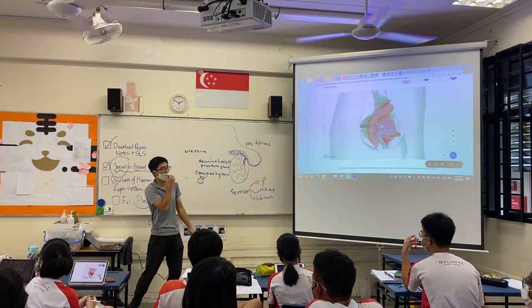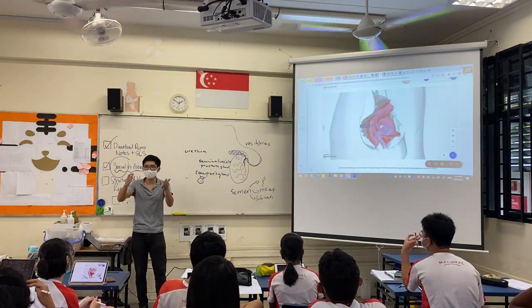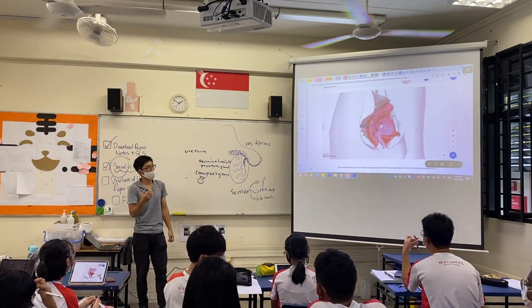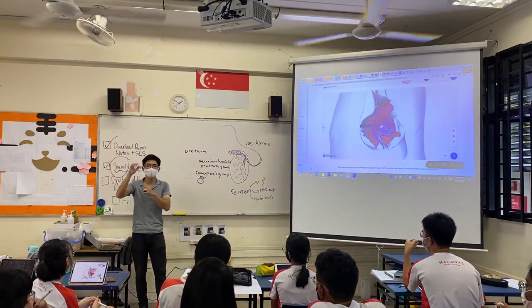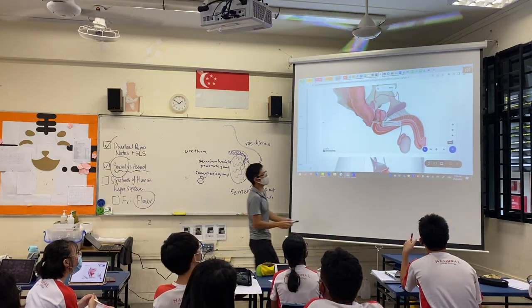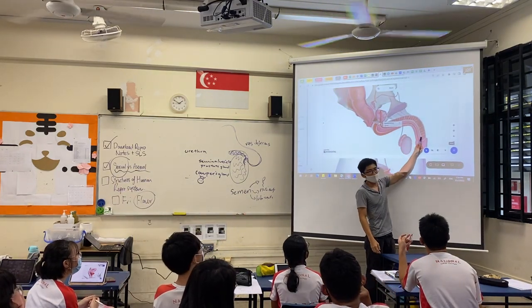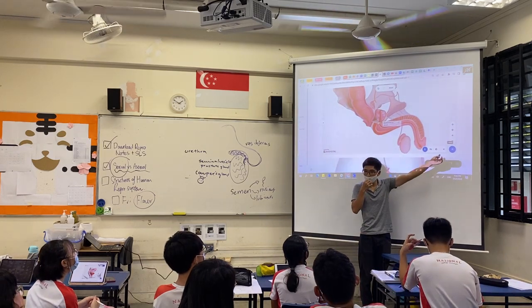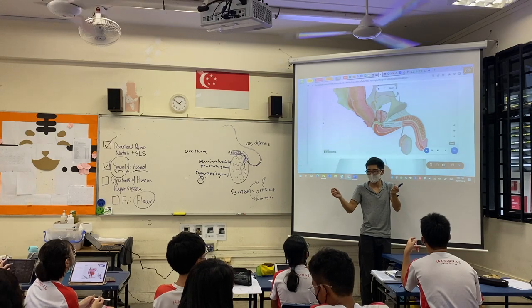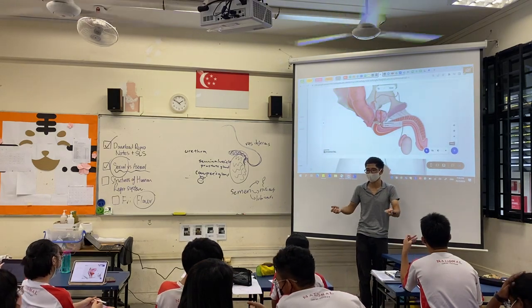So therefore, how does the thing stay erect? It has to do with little inflatable pouches. If you look at it, can you see various segments over here? These can be filled with blood. When it's filled with blood, then it will become solid. It's like when you blow a balloon with air, it will stay solid.